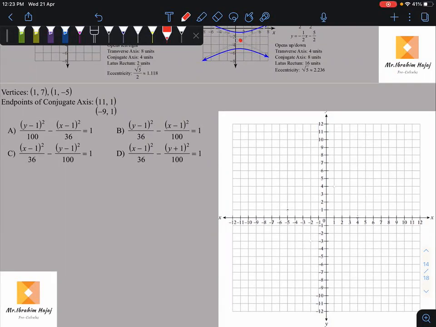It's given the vertices and the endpoints of the conjugate axis. The conjugate axis, the axis that connects the two what? Yes, so it's given here the endpoints of the conjugate axis. So we can simply find the distance between 1, 7 and 1, -5, or all of them are negative, guys, so it's a hyperbola.